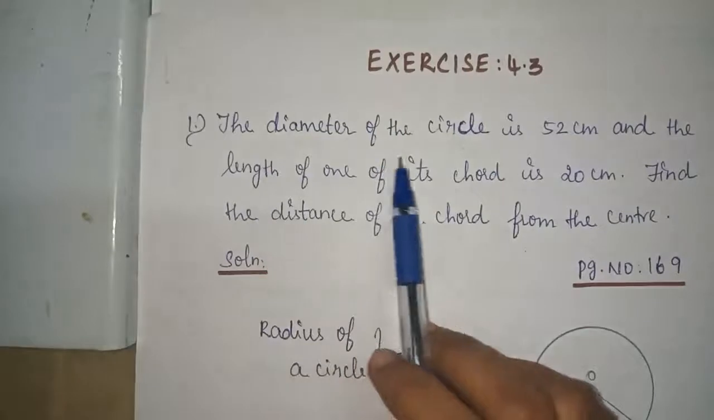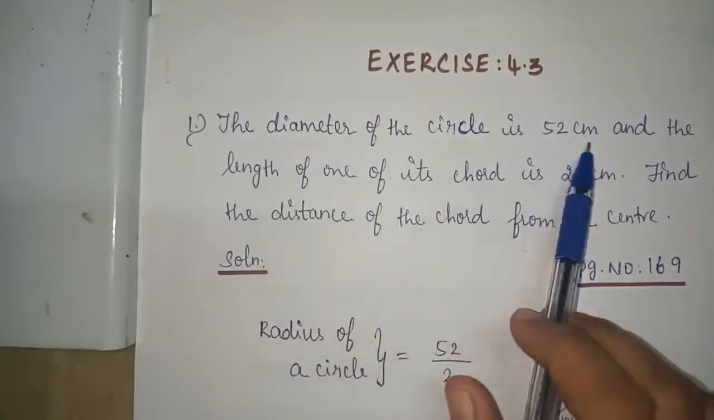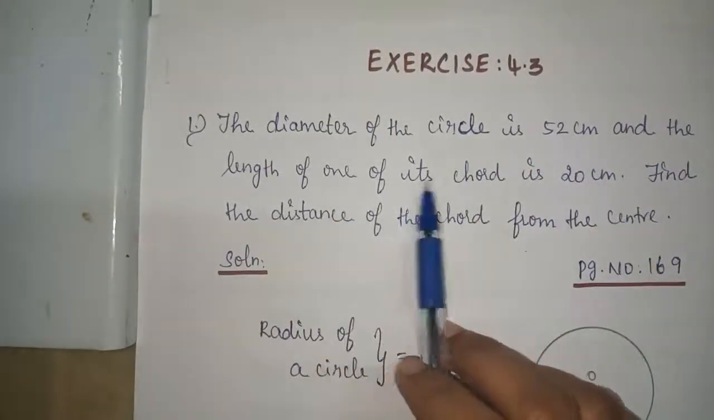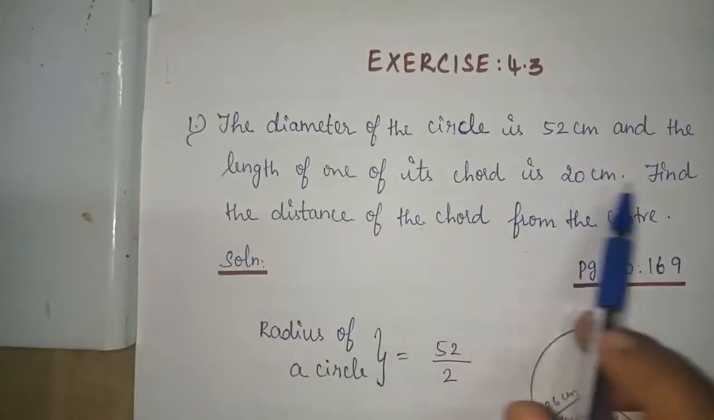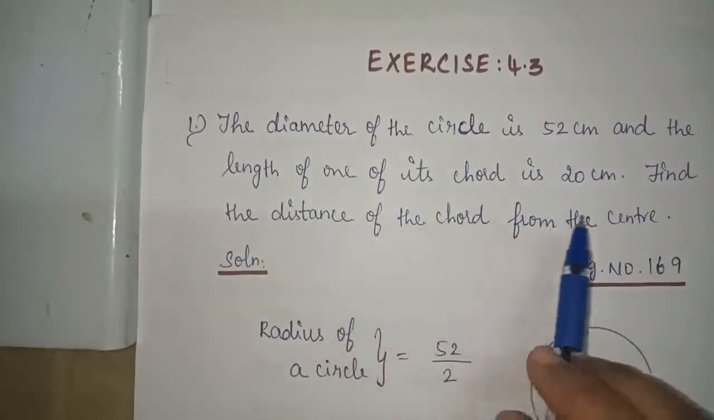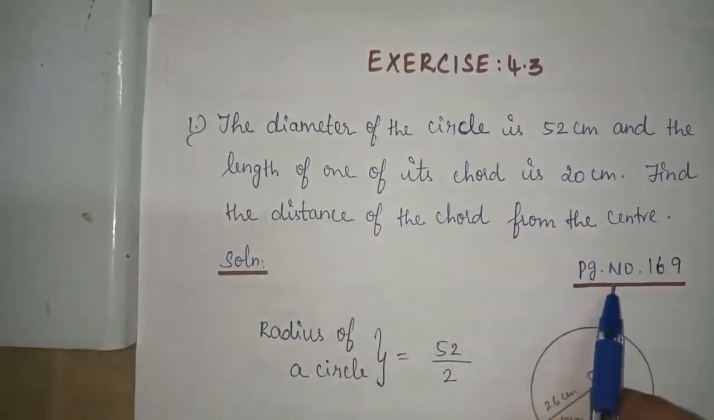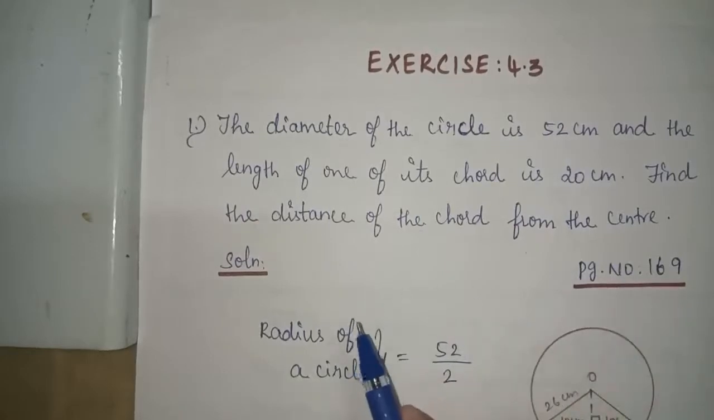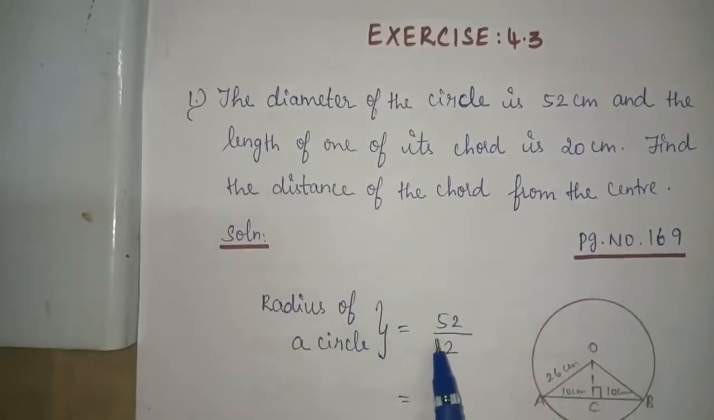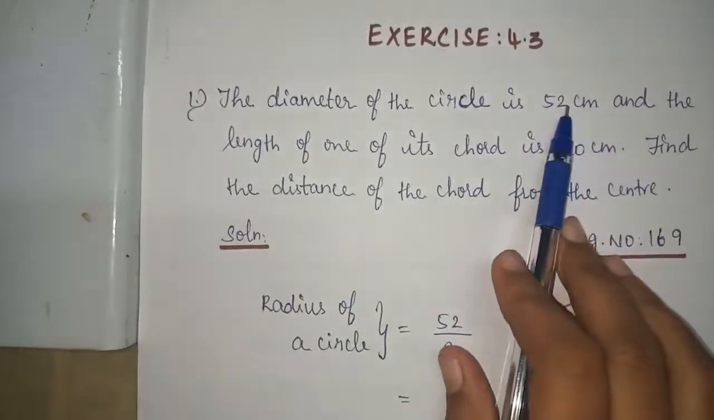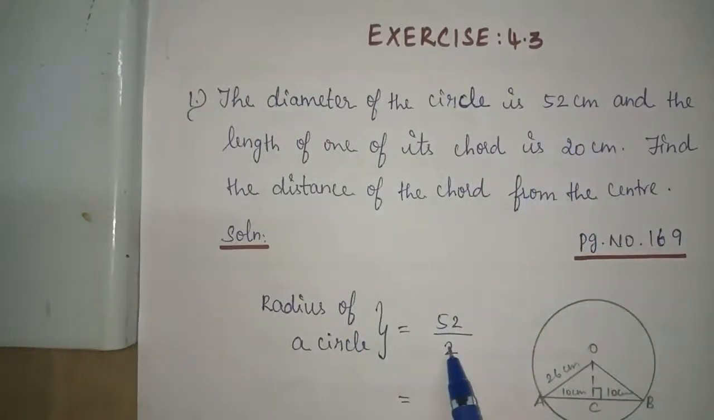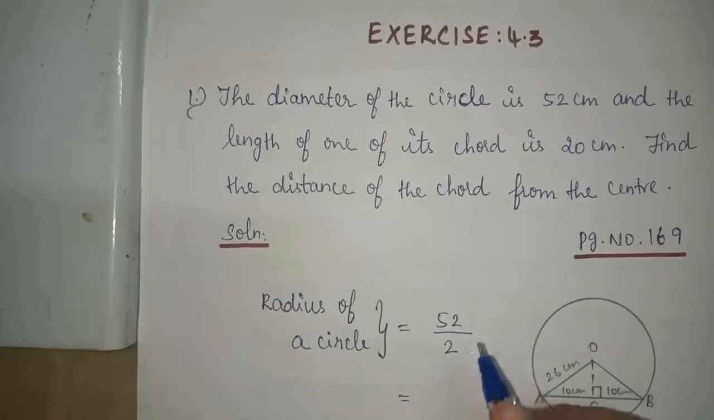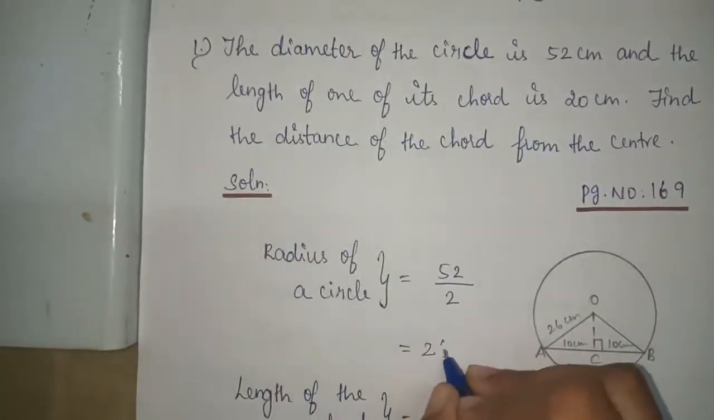First problem. The diameter of a circle is 52 centimeter and the length of one of its chord is 20 centimeter. Find the distance of the chord from the center. The problem belongs to page number 169. Solution. Radius of a circle is 52 divided by 2, because here diameter is given, you have to find the radius from this. So 52 divided by 2 is 26 centimeter.